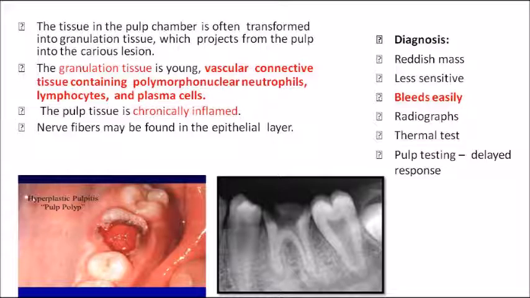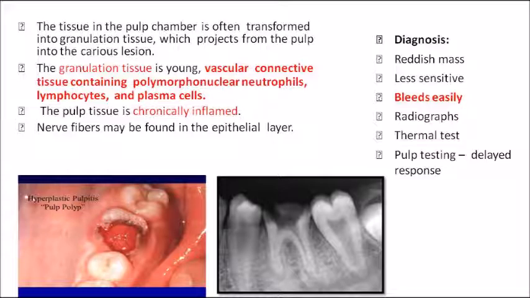So the granulation tissue is very young, highly vascular connective tissue containing polymorphonuclear neutrophils, lymphocytes and plasma cells. The pulp tissue is chronically inflamed. That word itself is very important: chronically inflamed. Nerve fibers may be found in the epithelial layer.